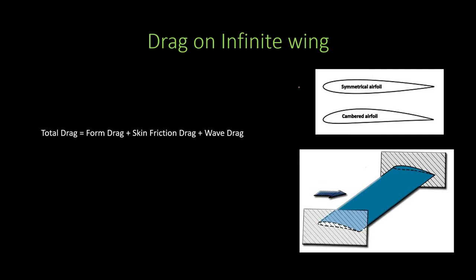An airfoil is just a 2D surface. So if there is a flow over an airfoil, the flow will vary in two directions. One is the y direction and one is the x direction. So we can easily say that an airfoil is nothing but a 2D wing.